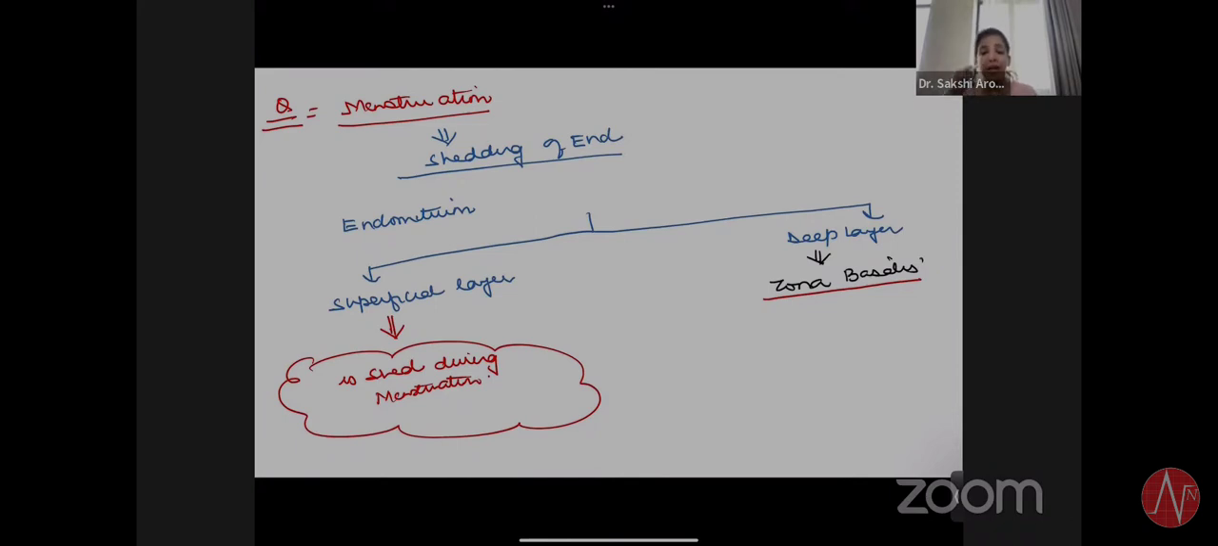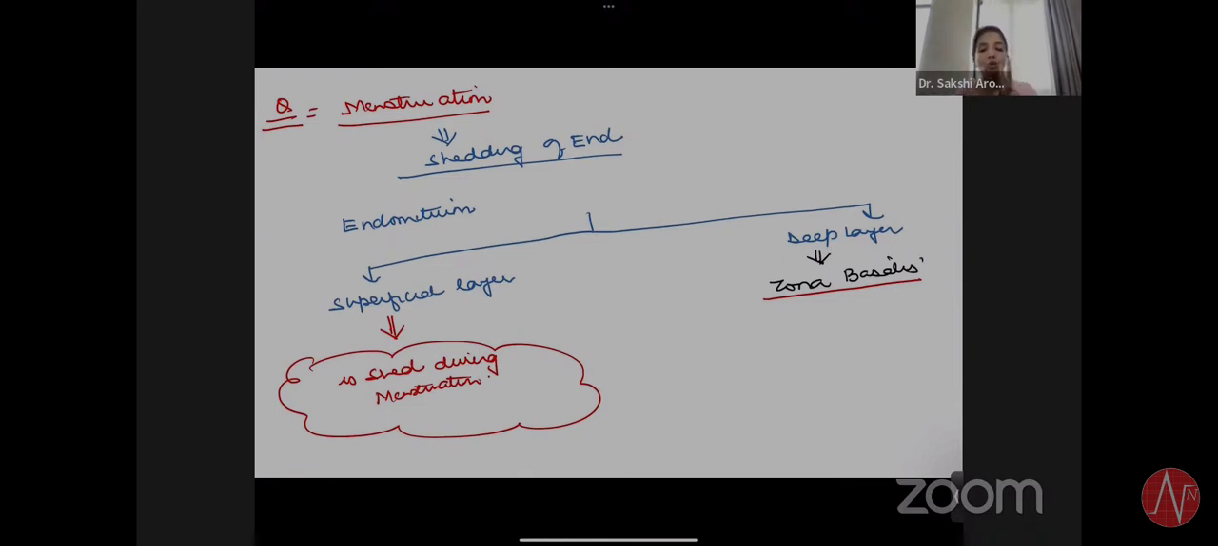अब नेक्स्ट टाइम जब FSH आएगा और FSH एस्ट्रोजन बनाएगा और एस्ट्रोजन एंडोमेट्रियम पे एक्ट करेगा, तो ज़ोना बेसालिस को प्रोलिफरेट कराएगा. ज़ोना बेसालिस फिर से सुपरफिशियल लेयर बनाएगी और फिर सुपरफिशियल लेयर again will be shed off during menstruation. अगेन जो ज़ोना बेसालिस है नेक्स्ट साइकिल में सुपरफिशियल लेयर बनाएगी, right? And again, superficial layer will be shed off.